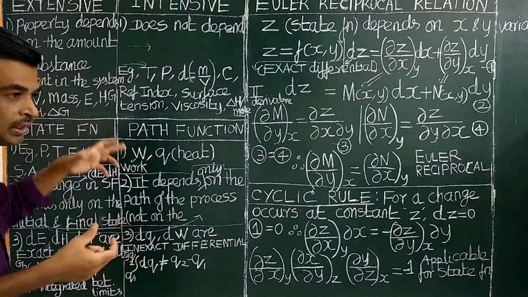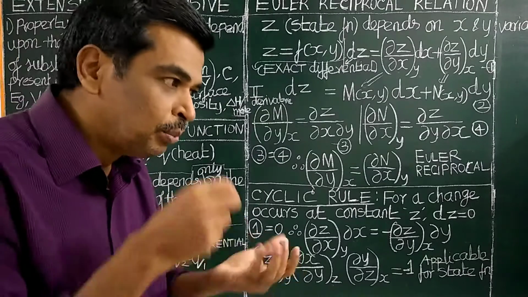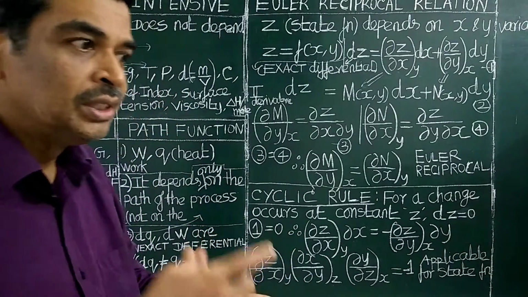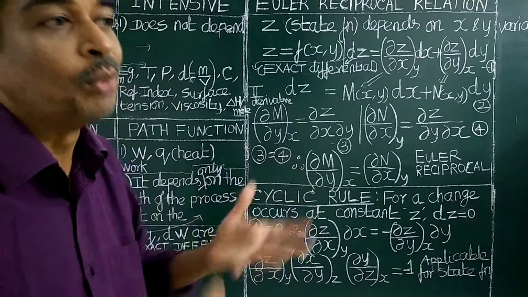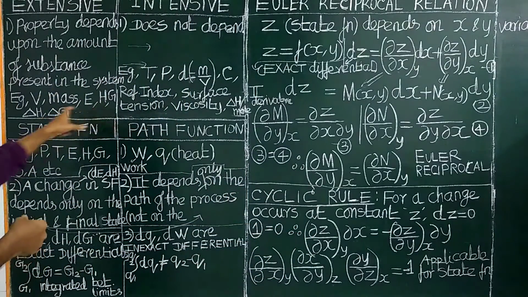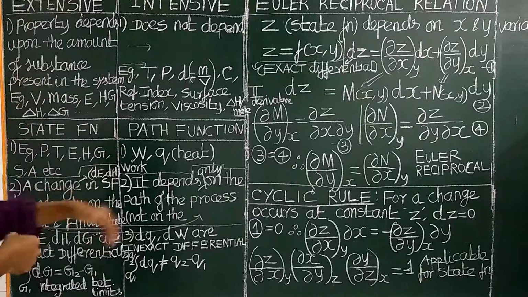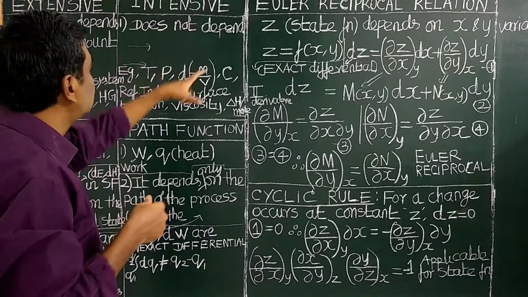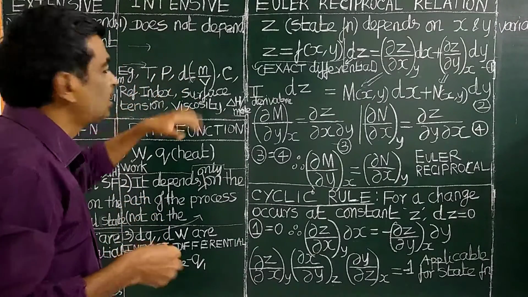Similarly, energy. If you burn fuel, if you burn 1 gram, you will get energy. If you burn 5 grams, you will get more energy. So similarly, enthalpy, change in free energy, change in enthalpy, etc. Whereas intensive properties are temperature.